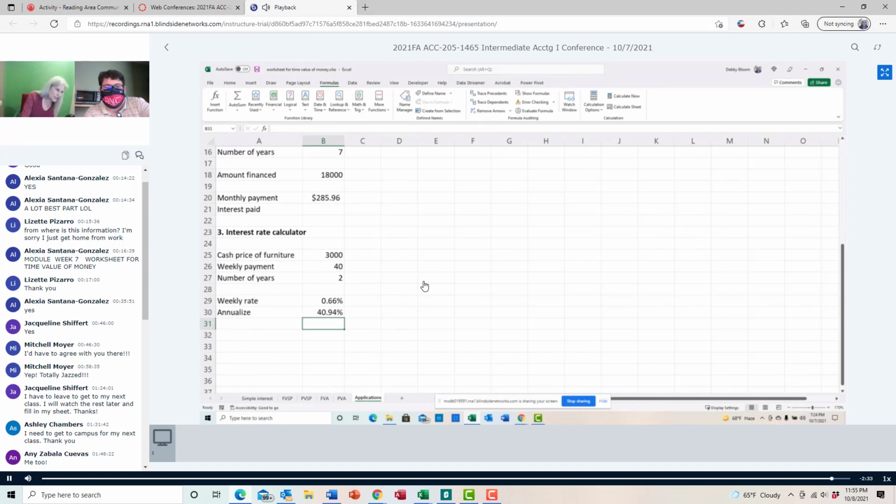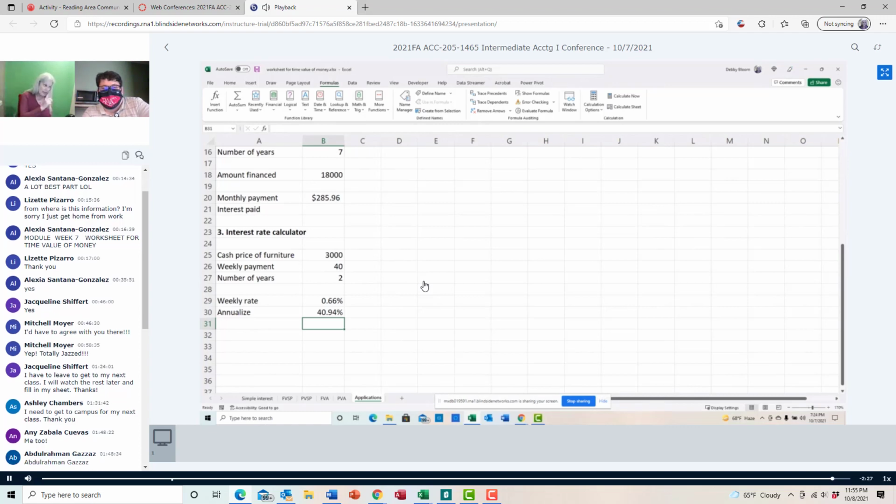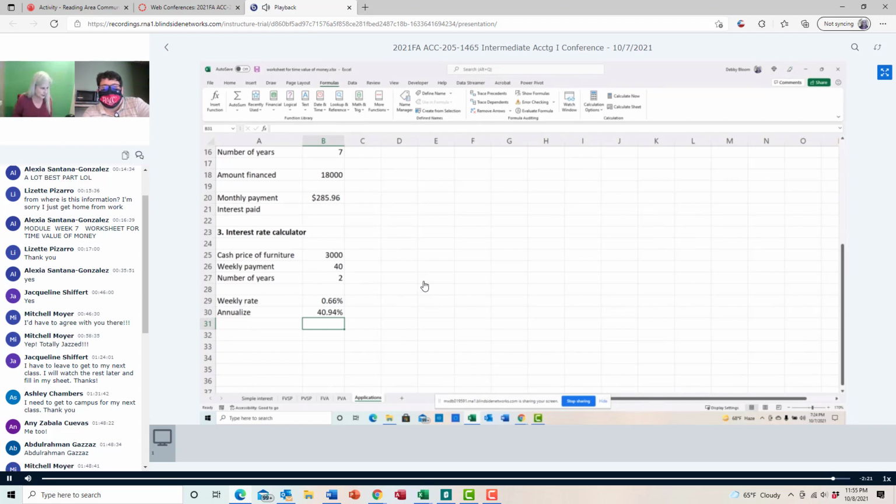Oh my gosh, I could spend an entire Saturday on this and show you so much stuff in interest, but we are going to use it later in the semester when we go for leasing and bonds. We're going to go back into this and I'm going to use Excel.